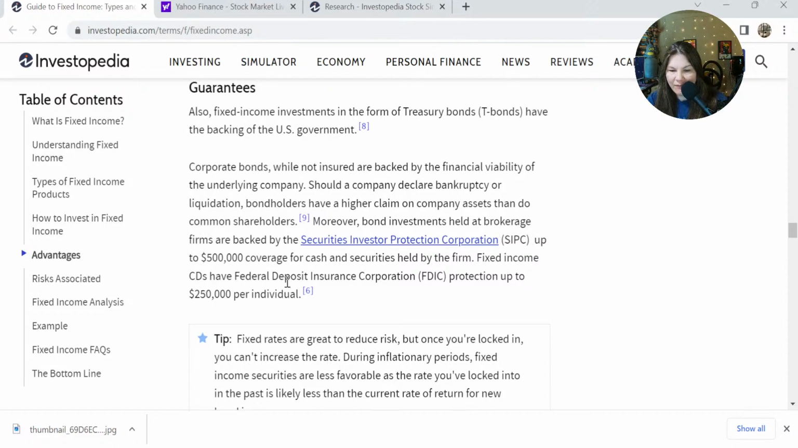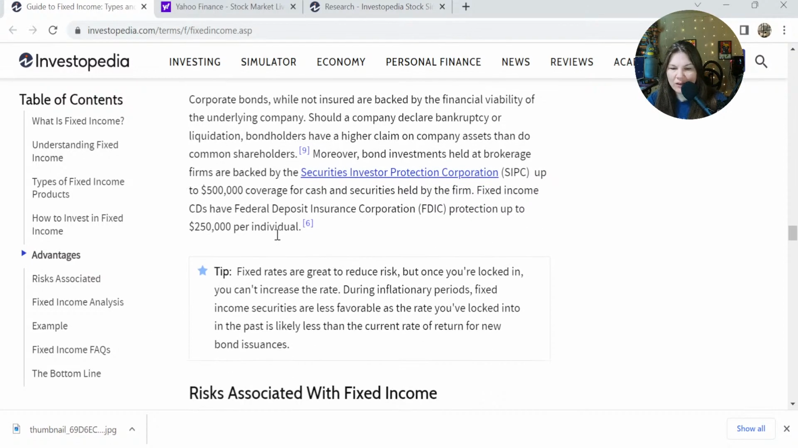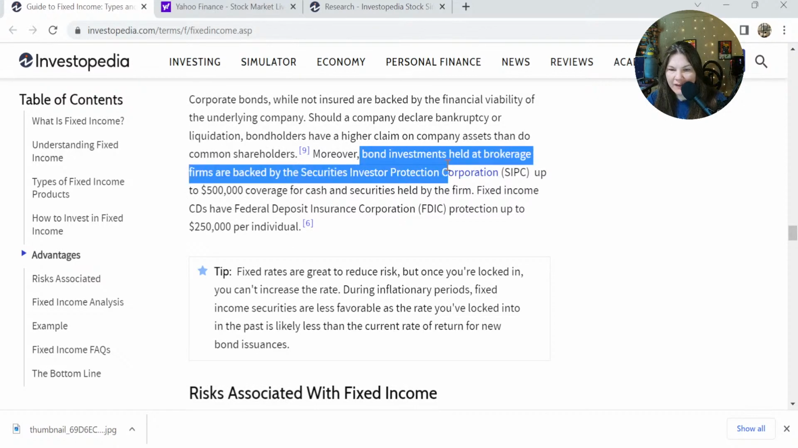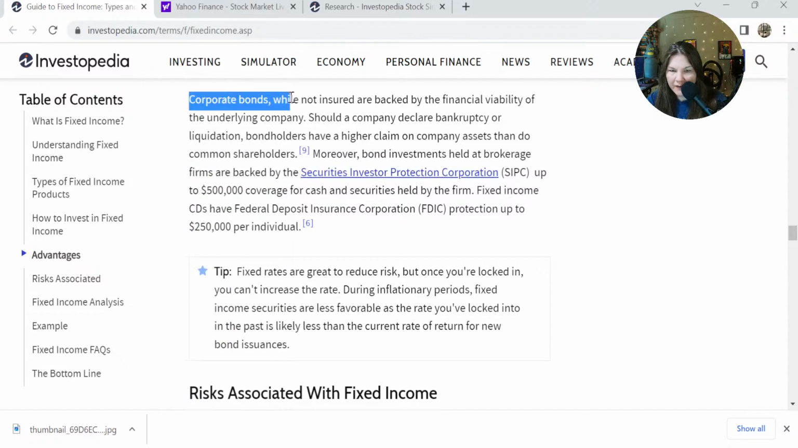Fixed income CDs have federal deposit insurance from the FDIC protection, up to $250,000 per individual. So, if you do a bond investment from a corporate bond, then you are covered by SIPC and the FDIC.